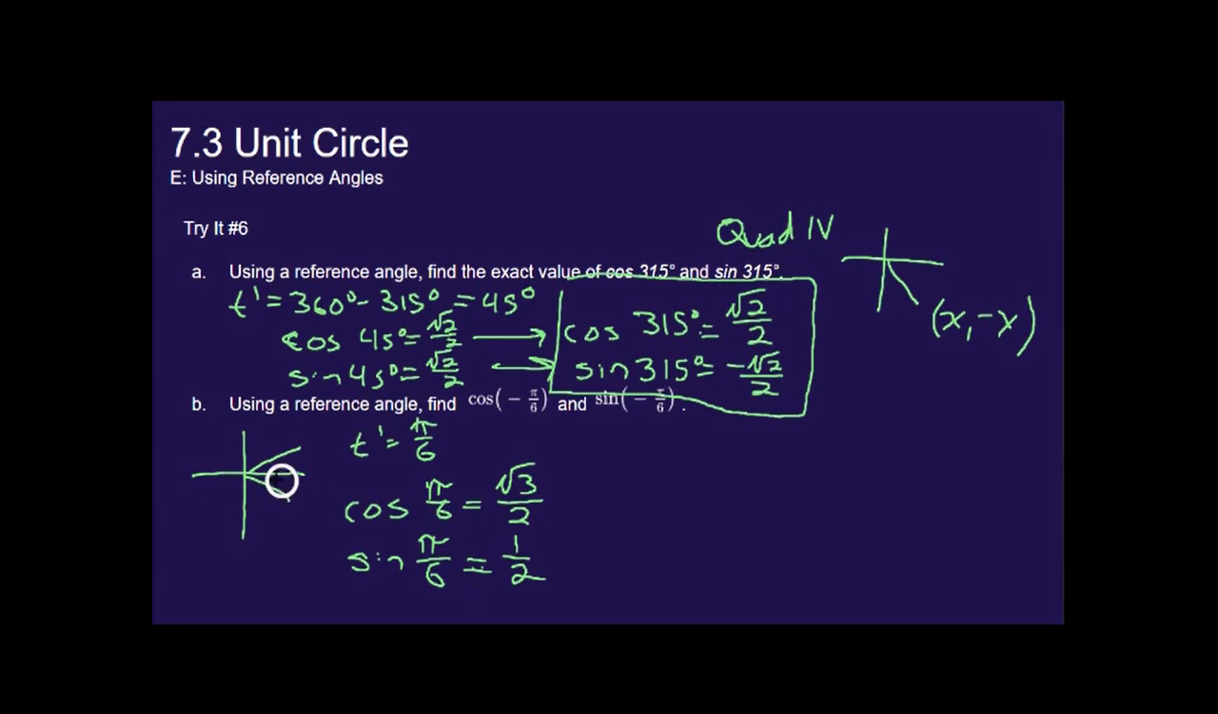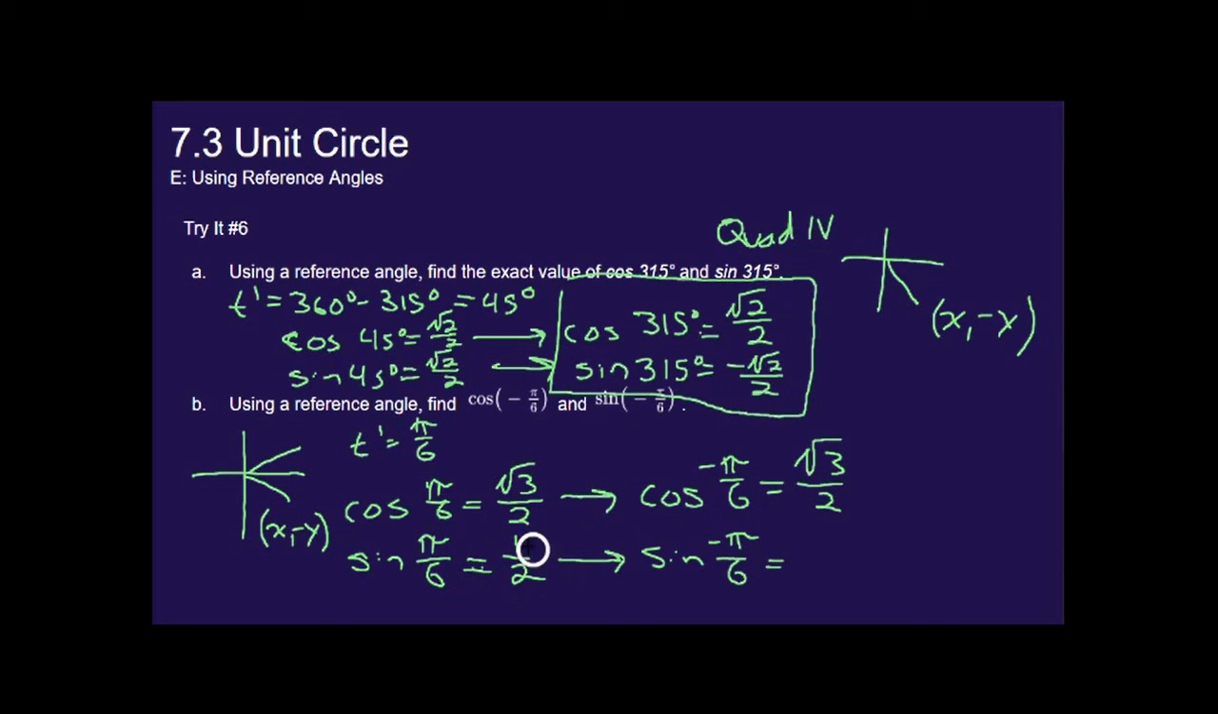Okay, but we're working in the fourth quadrant, which means we have a positive x and a negative y. So therefore, the cosine of negative pi over 6 is still positive, square root of 3 over 2, and the sine of negative pi over 6 is negative, so it's going to be negative 1/2. Okay, check your answers that you got. If they don't match, go back and watch this again or ask me questions if you need to.